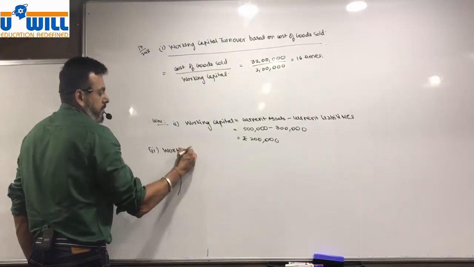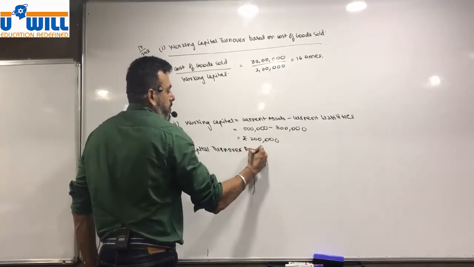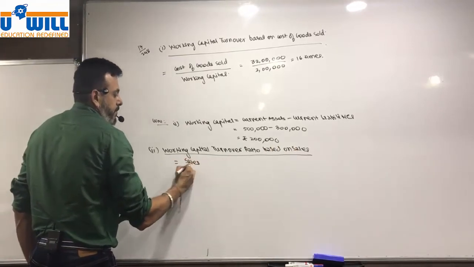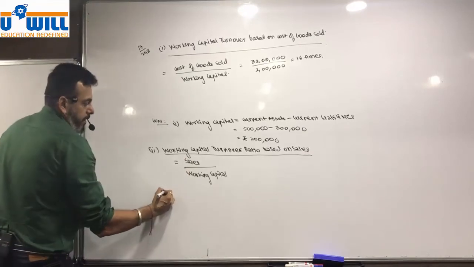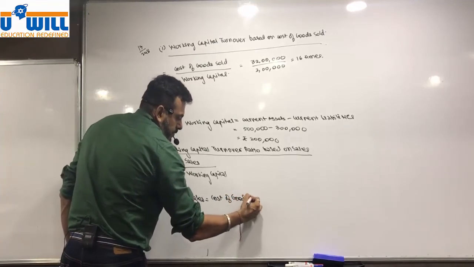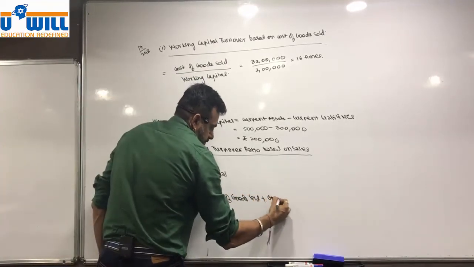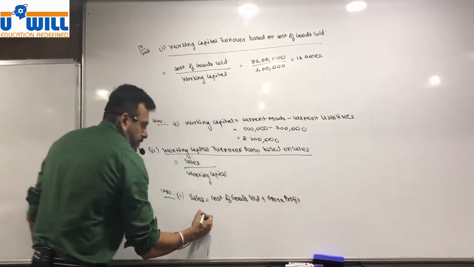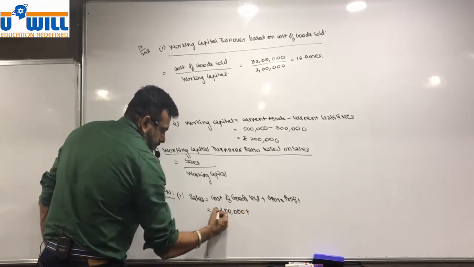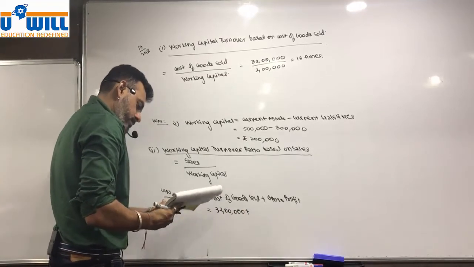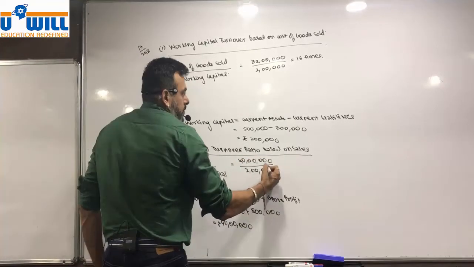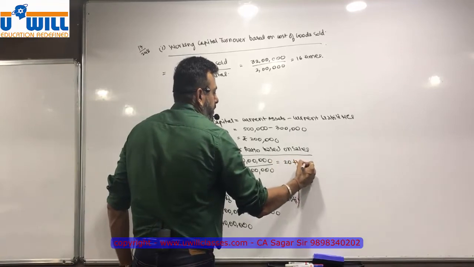Working capital turnover ratio based on sales, which is equal to sales upon working capital. Working note 1, sales is equal to cost of goods sold plus gross profit, which is equal to 32 lakhs plus 8 lakh, 40 lakh. So 40 lakhs upon 2 lakh is equal to 20 times.